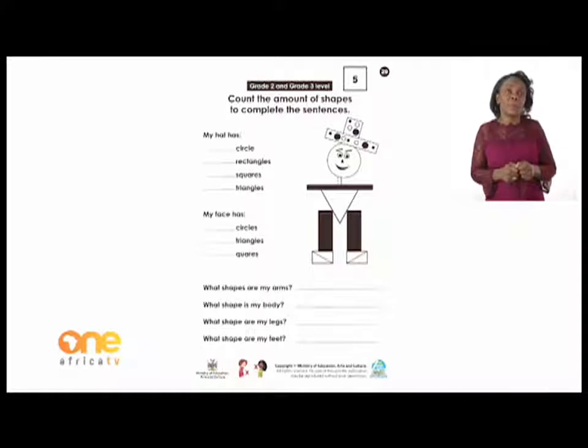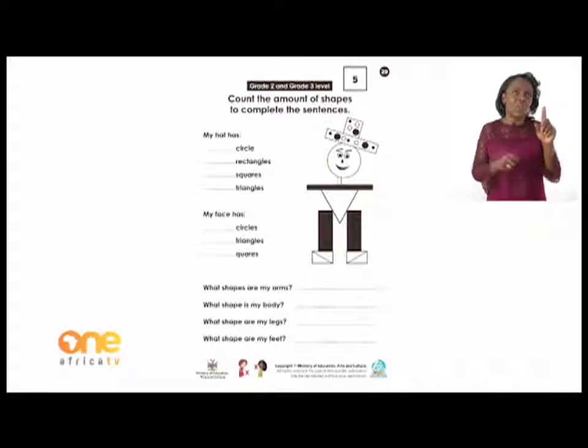We are going to count the amount of shapes to complete the sentences. You have to count the shapes. If you don't remember the shapes, then you will not know which one to count and which one to put where. But then if you still remember, can we remind ourselves what shapes do we have? We have got circles, we have got rectangles, squares, triangles. All those are shapes which are found on my body.